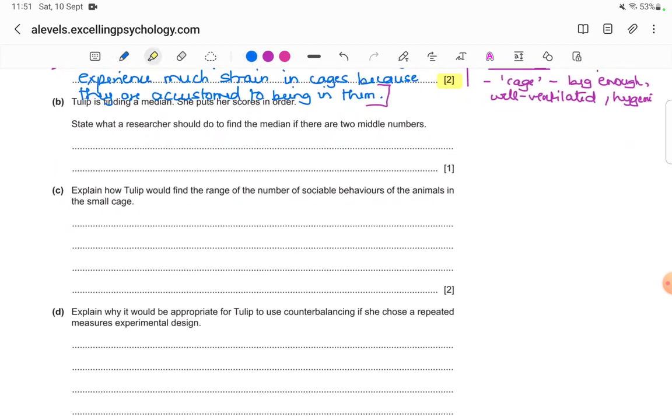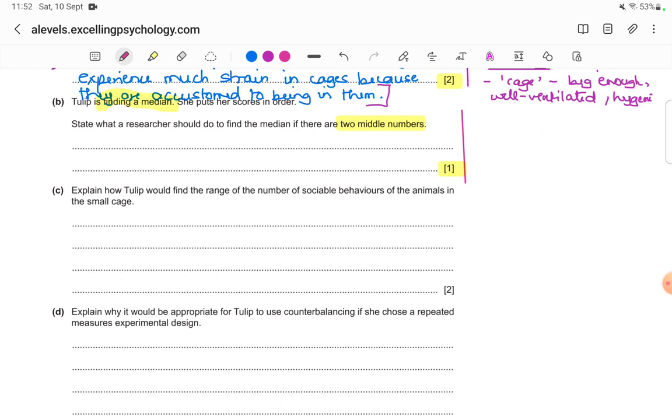They are continuing with the same scenario as we would expect. Tulip is finding a median. She puts her scores in order. You know, for median, either in ascending or descending order, you have to arrange the scores. State what a researcher should do to find the median if there are 2 middle numbers. Very basic question. This is not directly related to the study. It's more of a generic question. You can see it has been allocated only 1 mark for that reason. They also haven't asked what Tulip should do specifically. They have just asked in general what should be done.